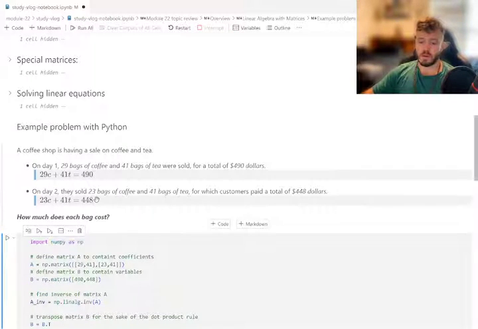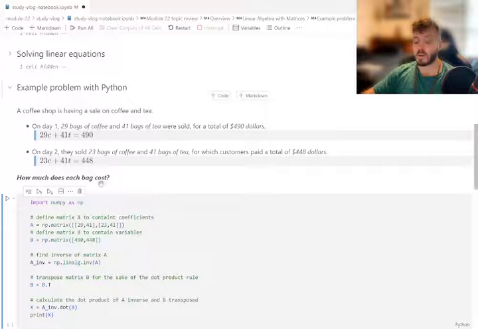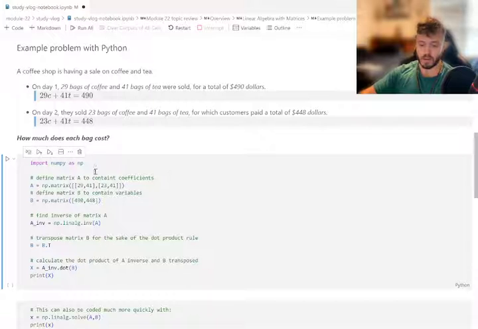But here's an example problem, and we're gonna solve it with Python now. A coffee shop is having a sale of coffee and tea. On day 1, they sell 29 bags of coffee and 41 bags of tea, for a total of $490. So we notate that as 29C for coffee and 41T for tea equals $490. And likewise, they sold 23 bags of coffee on day 2 and 41 bags of tea on day 2 for a total of $448. So how much does each bag cost?